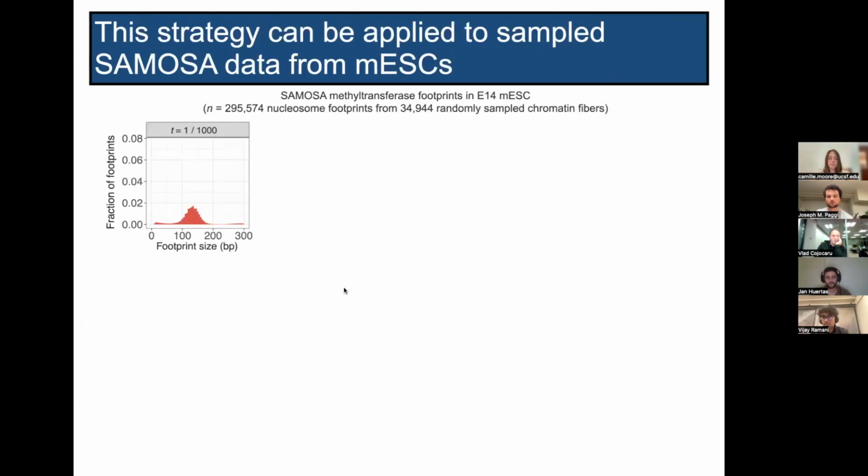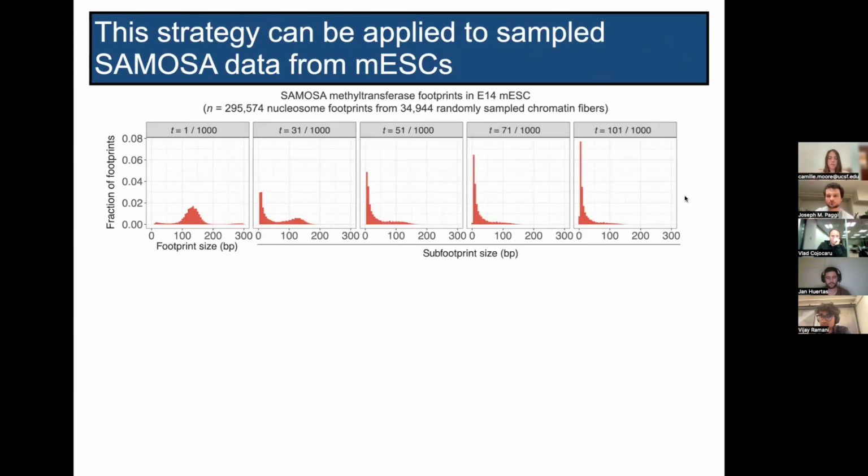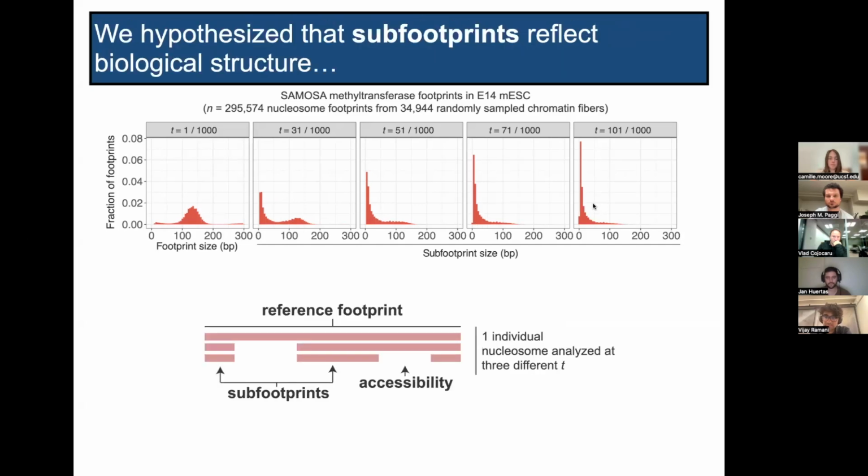And so first, we could just visually show us breaking up these footprints into smaller subfootprints. This is what this data looks like graphically. We're taking the same 300,000 nucleosomes that you can see here from this length distribution of footprints, which really nicely coincides with the expected amount of protected DNA for nucleosomes. And we're breaking those up into smaller and smaller footprints. So now we're just going to ask, do these subfootprints reflect biological structure? We're going to take these subfootprints and align them back to these parental reference footprints.